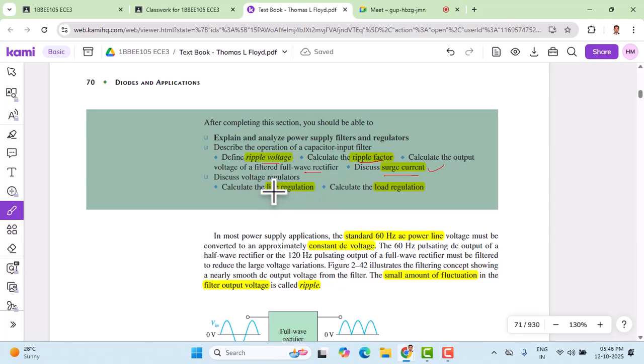And again, two parameters are important in regulators: the line regulation as well as the load regulation. Whenever the load changes, how exactly the output voltage is maintained constant, that's what load regulation decides. And line regulation is about whenever the input voltage changes, to what extent a change in the input voltage is allowed so that the output voltage remains constant. That is decided by the line regulation. So these are the two important terms one needs to know with reference to the voltage regulator.